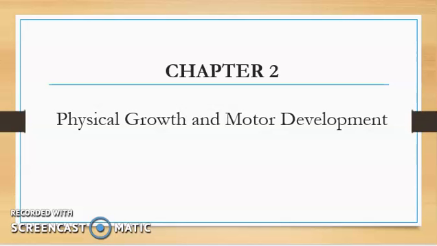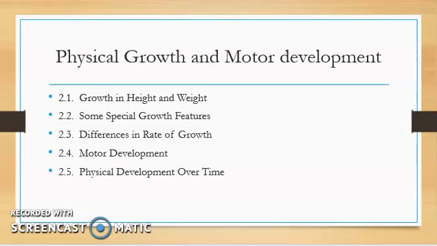Today we are going to start our second chapter, which is about physical growth and motor development of children. In this chapter, we will be studying growth in height and weight, and we will also discuss some special growth features. We will highlight the differences in rate of growth, and we will also be studying motor development of a child and physical development over time.